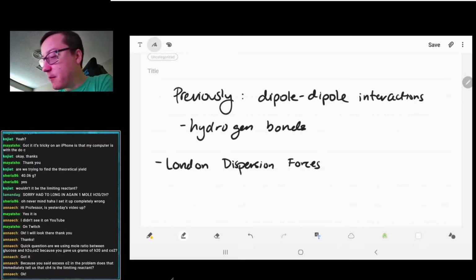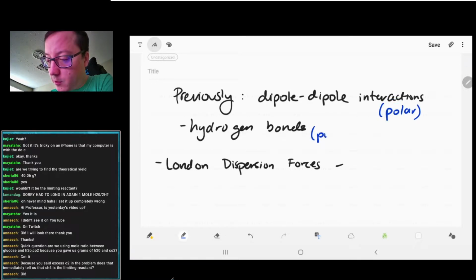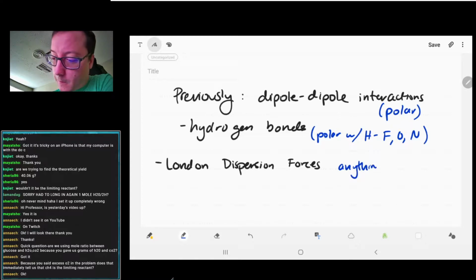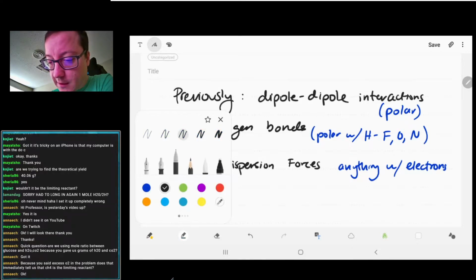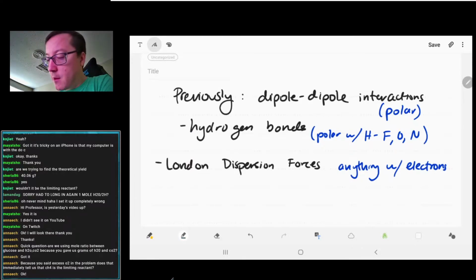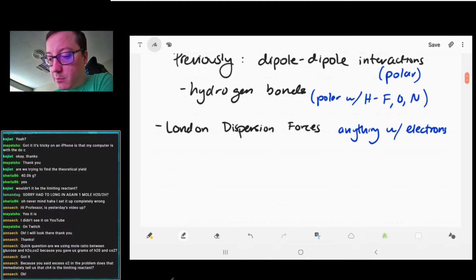And so this will be a new one for us. Let's just refresh our minds. Hydrogen bonds are for polar things, with H bonded to F, O, or N. These ones are going to be anything with electrons, which is everything, right? So anything with electrons can undergo London dispersion forces. But it's easier to describe with just a general blob.